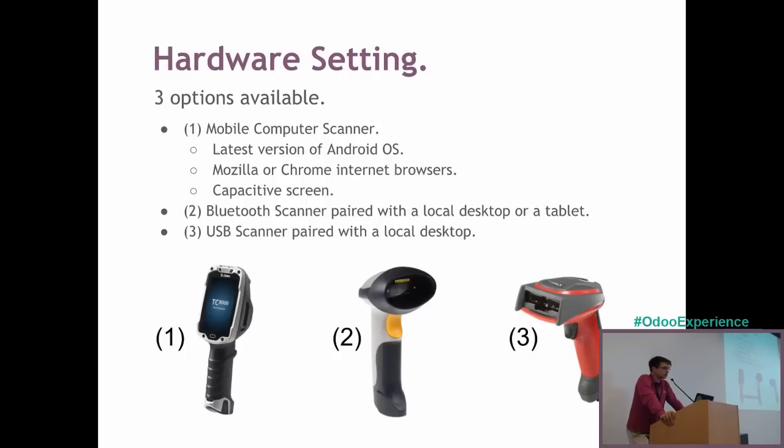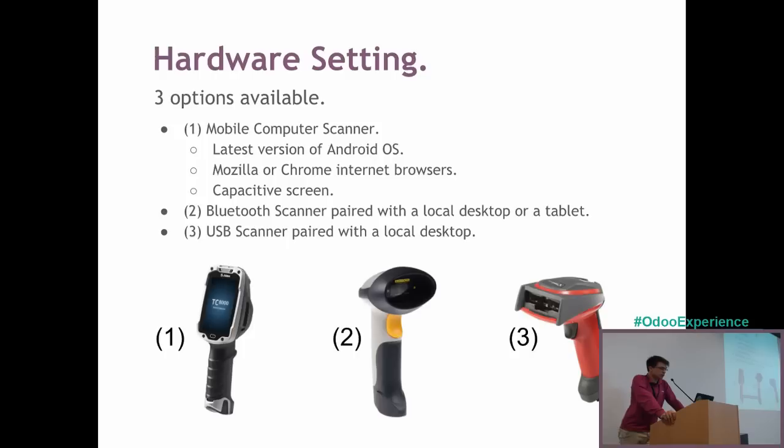We have some recommendations when it comes to choosing a mobile computer scanner. Of course, we do recommend having the latest version of Android OS. We also recommend using the Mozilla or Chrome internet browsers. And something that can really come in handy for an operator is a capacitive screen. Just before, I said we have barcode shortcuts, but sometimes it's useful to be able to navigate within the application quite quickly. So instead of a resistive screen, we definitely advise you to look for mobile computer scanners that have a capacitive screen, like on any smartphone today.